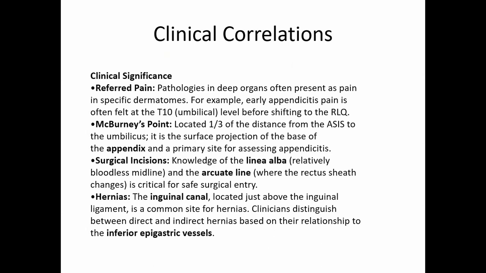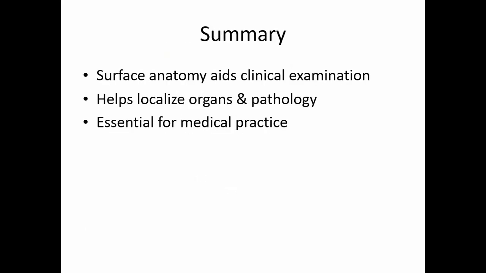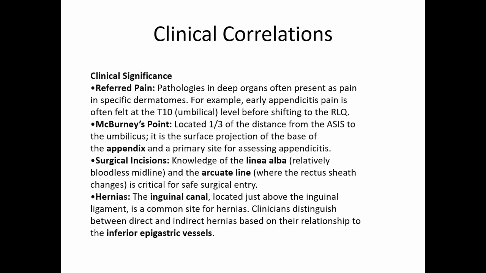Then as I told you, we are learning the surface anatomy of abdomen for the examination point of view as well as treatment point of view. So here is the most important: there is a McBurney point, which is located 1/3 of the distance from the anterior superior iliac spine to the umbilicus. It is the surface projection of the base of appendix and the primary site for assessing the appendicitis. To reach the appendix, basically, we have to give the incision at McBurney point.